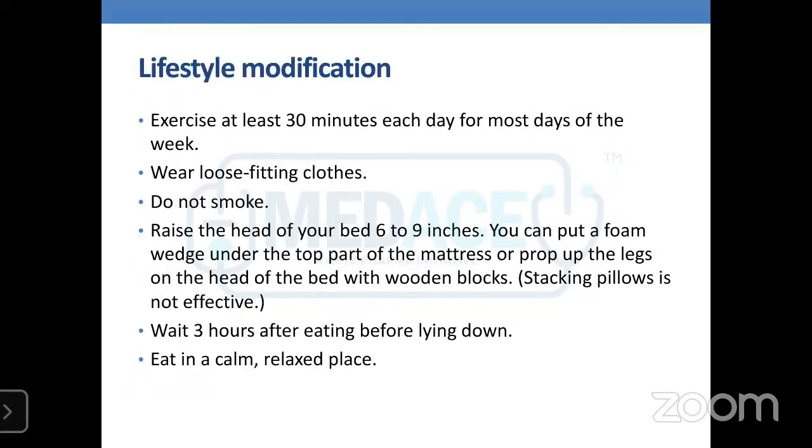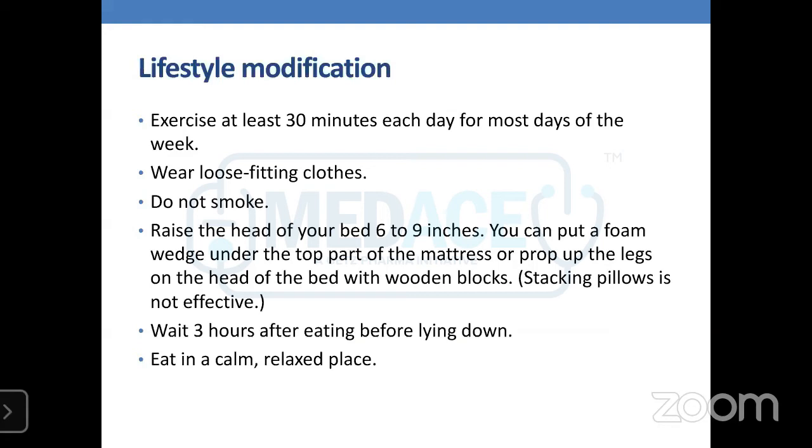Lifestyle modification. Dr. Rustam has already discussed the lifestyle modification recommendations, so I will have a very quick view. Exercise at least 30 minutes each day is important. Wearing loose fitting clothes is important. Smoking cessation is important.